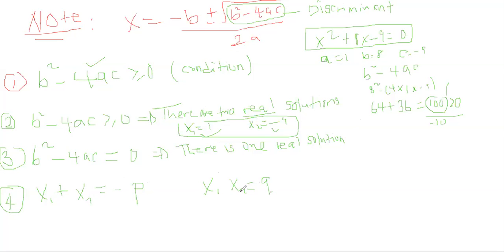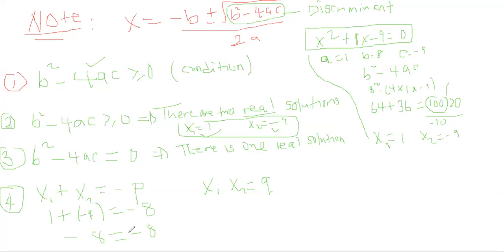So let's confirm this. When we solve this equation, our x1 was 1, and x2 was minus 9. So x1 is 1 plus x2, which is minus 9. Our p is 8, so it says minus 8. So 1 plus minus 9 obviously gives us minus 8, which equals minus 8. So this always holds.